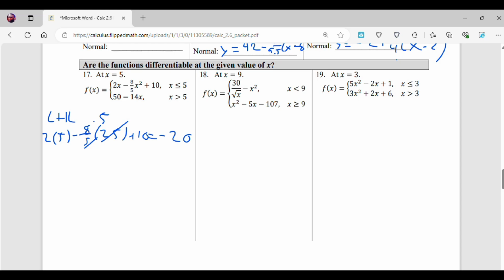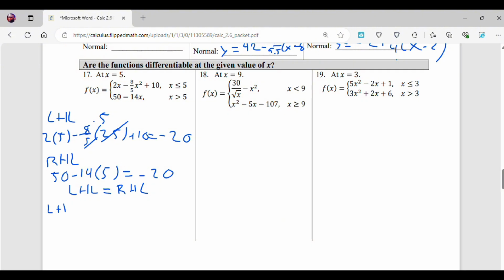Okay, and now we're going to find our right-hand limit. The right-hand limit is going to be 50 minus 14. Plug in your 5. 14 times 5: 4 times 5 is 20, and 10 times 5 is 50, so that's going to be negative 70. 50 minus 70 is negative 20. So our left-hand limit equals our right-hand limit, and now we're going to check for differentiability.